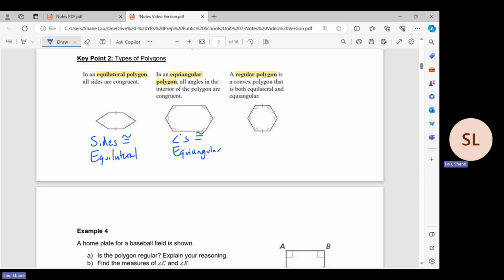But then we have a concept called a regular polygon, where both are true at the same time. So sides and angles are congruent. This is what we call regular.